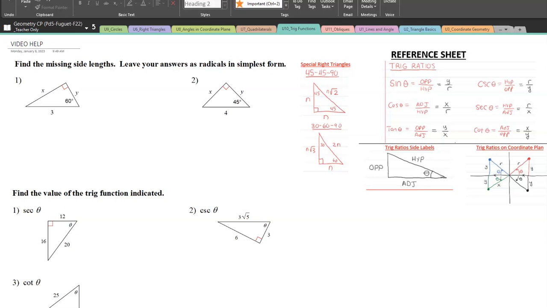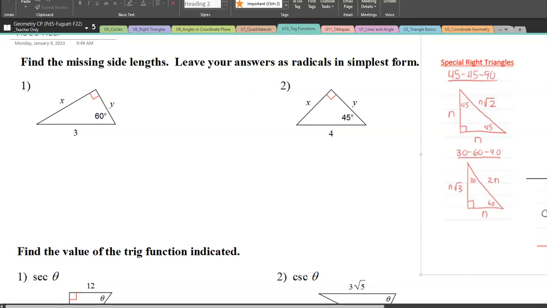This video is a help video if you are having any trouble on any problems on the 10-1, 10-3 study guide on trig ratios. So we split it up into three sections. This first part is on section 1, which helps with the special right triangles. So we have two examples.